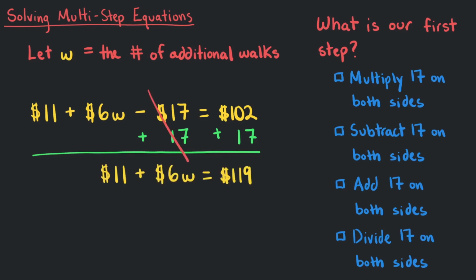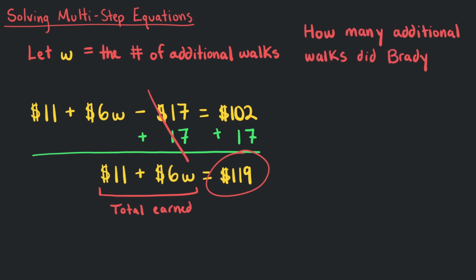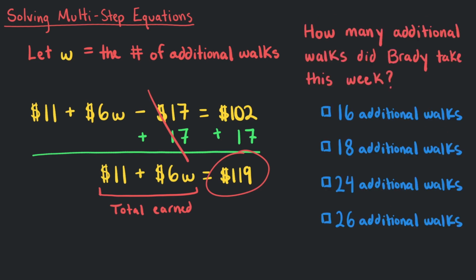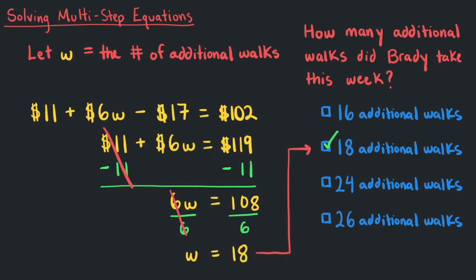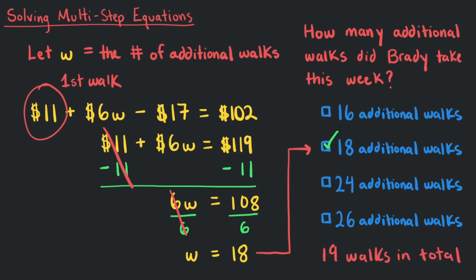Right now, this equation shows that the total amount of money Brady earned this week, without taking into account business expenses, is $119. How many additional walks did Brady take this week? We subtract 11 from both sides, canceling the 11 on the left, and on the right, we have 119 minus 11, which is 108. Dividing by 6 on both sides, we get a final answer of 18 additional walks. Including the first walk that cost $11, Brady took 19 walks in total that week.